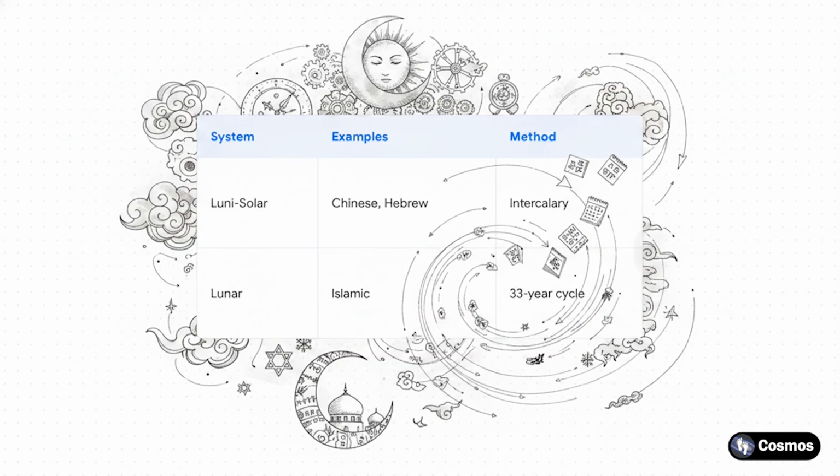On the flip side, a purely lunar system, like the Islamic calendar, embraces that drift entirely. This means its months cycle freely through the solar seasons over a period of roughly 33 years.